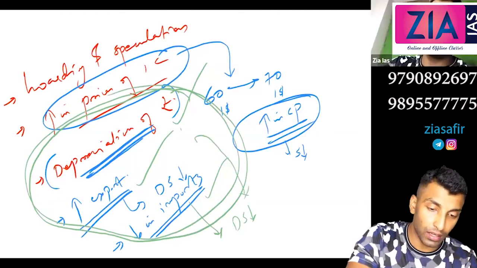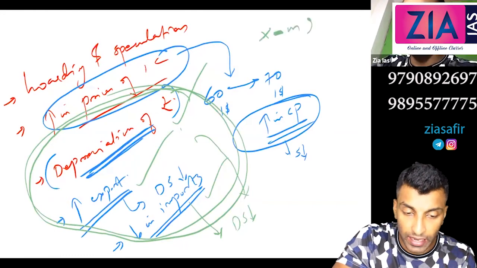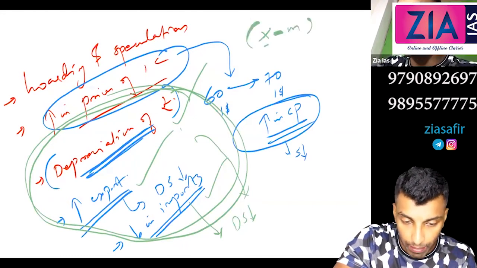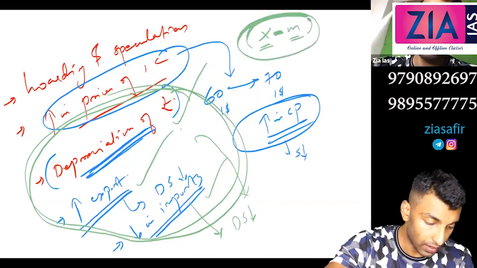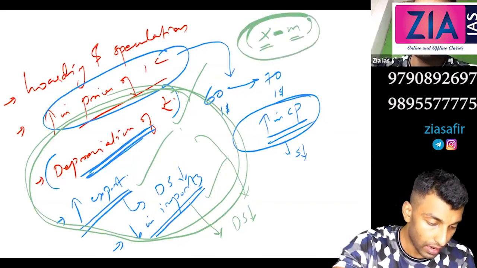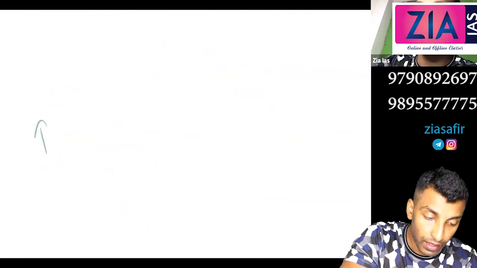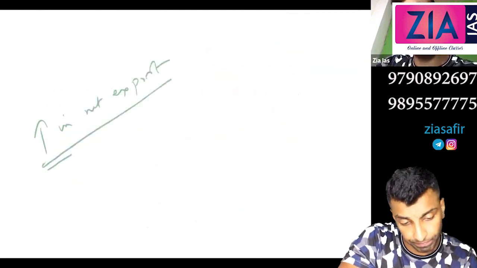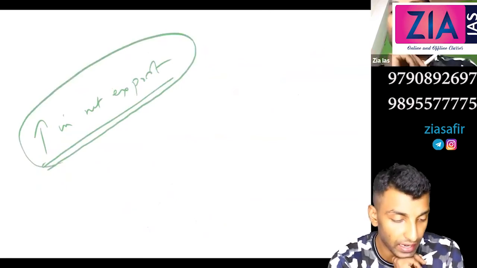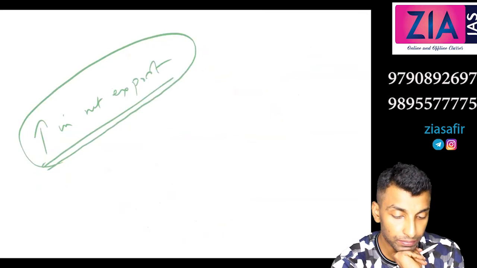Or sometimes you see this X minus M. X minus M means X is export, M is import. So if you see increase in net exports, let's say this is net export. What about this? Increase in net export. Can this be a reason? If an option is given like this, increase in net export, can this be inflationary?